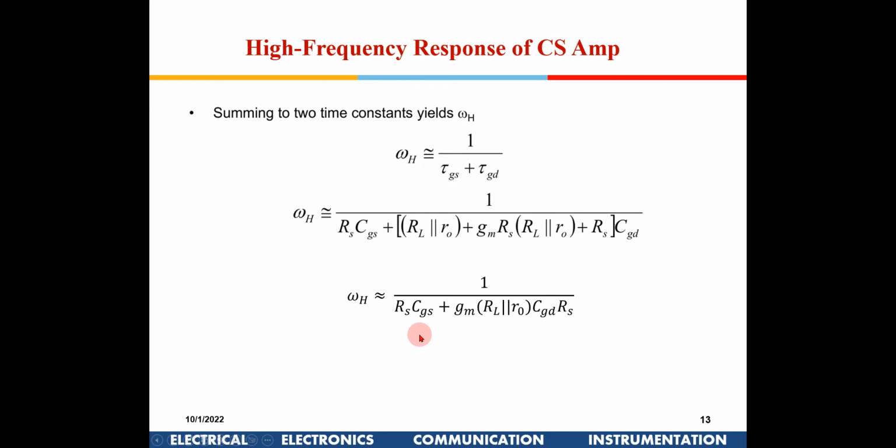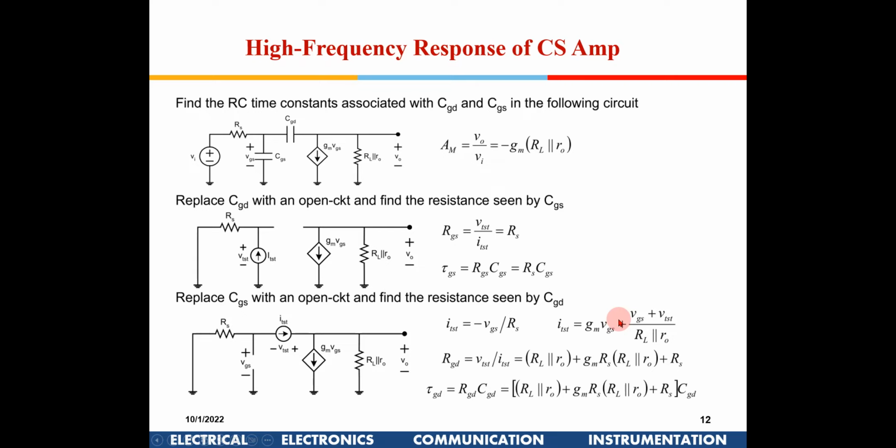Sir, in the previous slide, that RGD calculation, I tried this equation by putting the I test value in this, but I'm not getting the value that you have written here. VTEST is still a variable. So how to replace that?